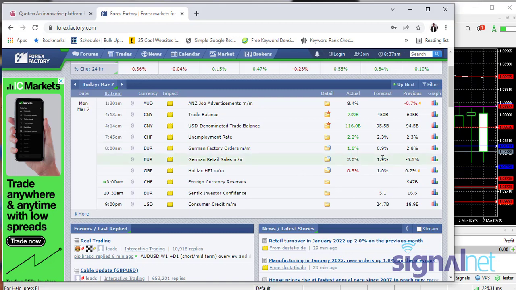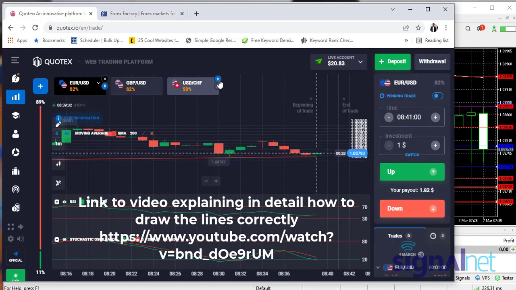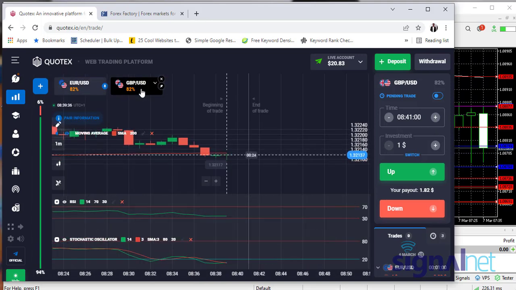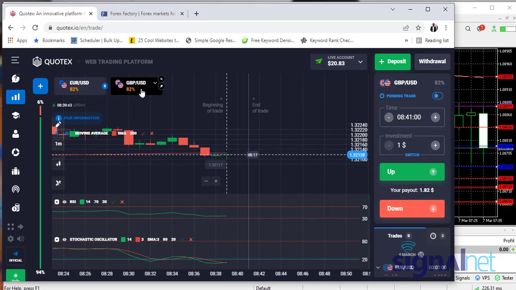So I look at all of that and I go back, and then since my lines are already drawn, if you're not familiar with how I draw my lines, check the link in the description below. You'll see another video where I explain in detail how I draw my lines on my chart and all of that. So let's get into trading.